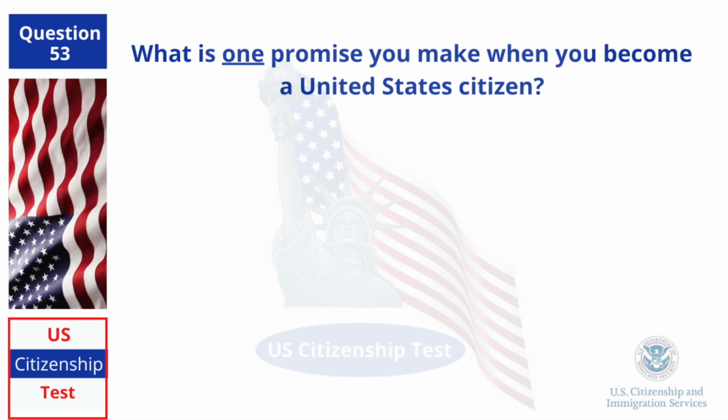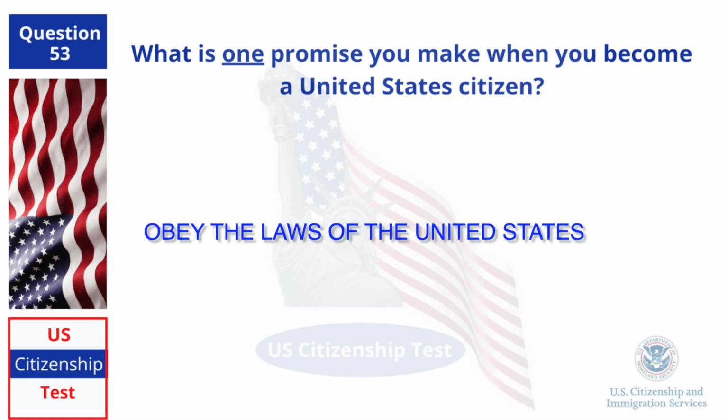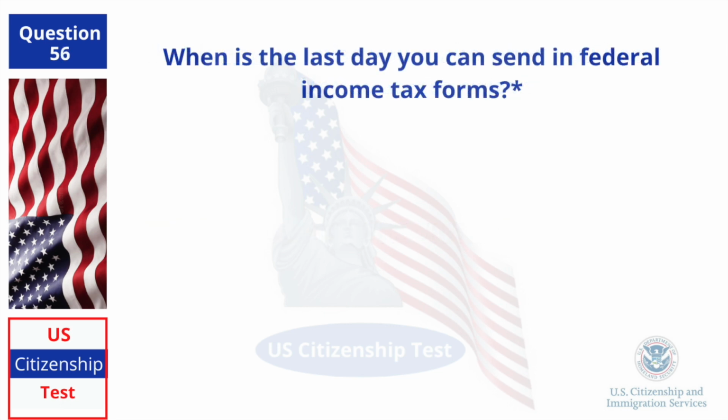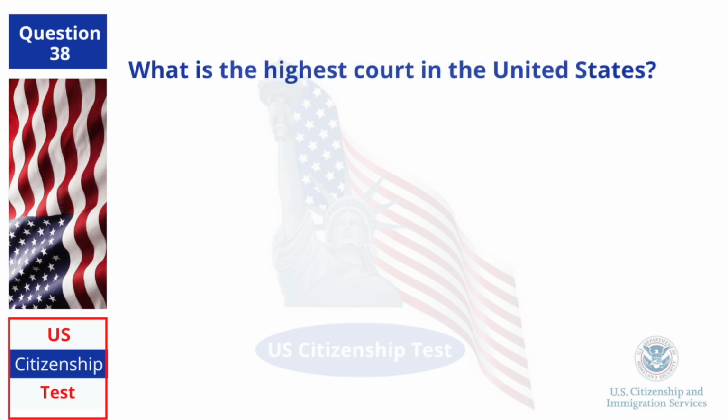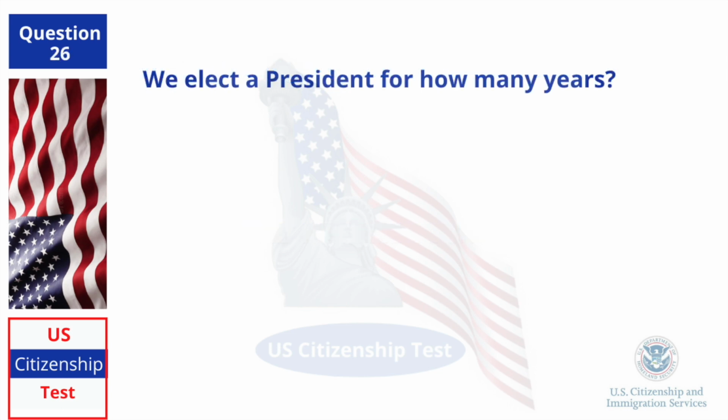What is one promise you make when you become a United States citizen? Obey the laws of the United States. When is the last day you can send in federal income tax forms? April 15. What is the highest court in the United States? The Supreme Court. We elect a president for how many years? 4.